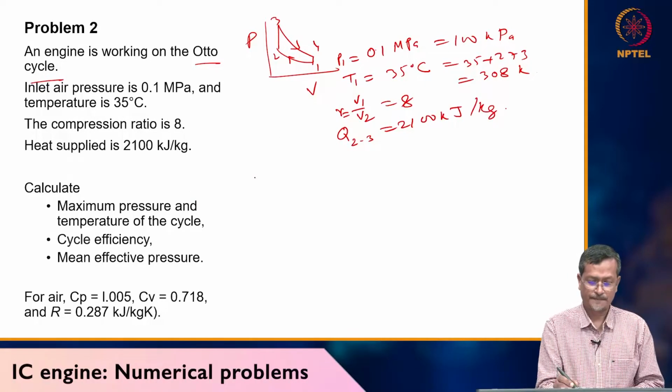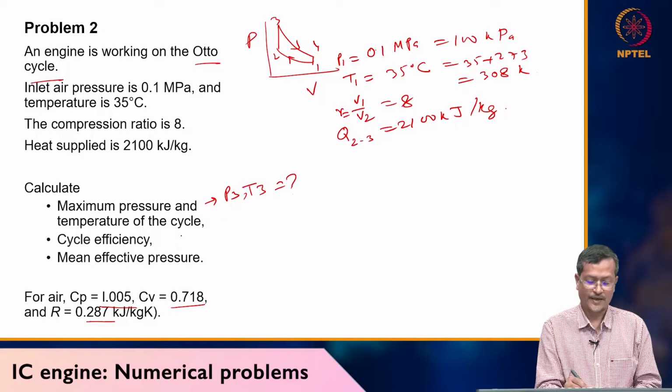The R value is given, 0.287, and the Cp and Cv values are also given. We have to calculate the maximum pressure, that's P3, and the maximum temperature, so T3 we have to calculate. Then the cycle efficiency, the thermal efficiency, you have to calculate. And the mean effective pressure, we have one formula, we'll see.